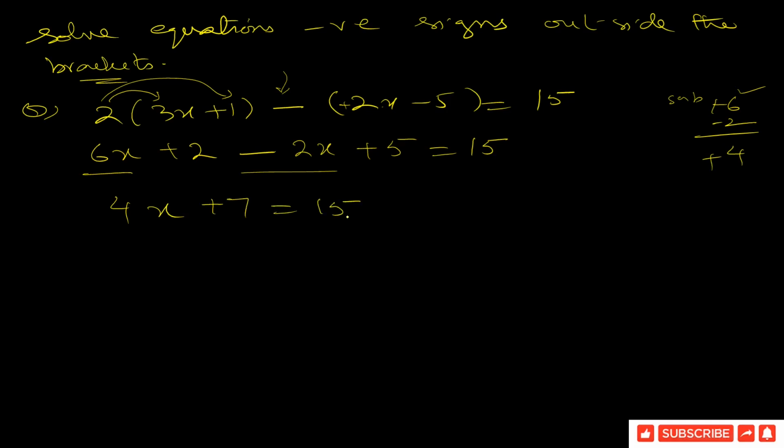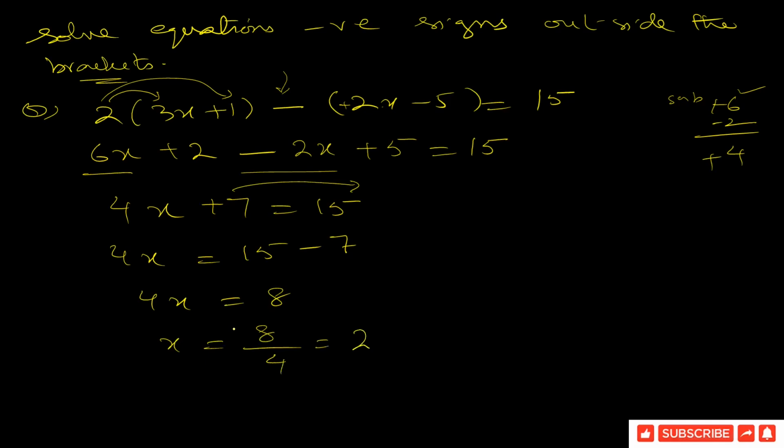Now our equation has developed through which we can get the value of x. Now take 7 to the other side, and 4x equals 15 minus 7, because 7 was plus on the left side. So 4x equals 15 minus 7, which is 8. x is equal to 8 divided by 4. It becomes 2, because 4 times 2 is 8. So now we have the value x is equal to 2 for this complex and big equation.